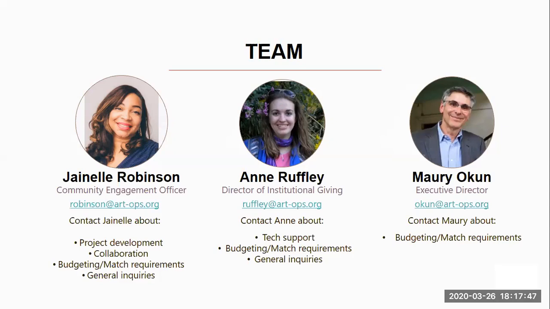Also, with budgeting and match requirements, because she's our director of institutional giving, she handles all of our grants. So she definitely can help you work the budget and the budget sheet, and also general inquiries. And Maury Oken is our executive director. You will be reaching out to myself or to Anne, but he is available to help with budgeting questions, match requirements, and also ideas about collaboration and how to work through difficulties if you pair up with somebody maybe you haven't worked with before. So he can definitely assist with that.